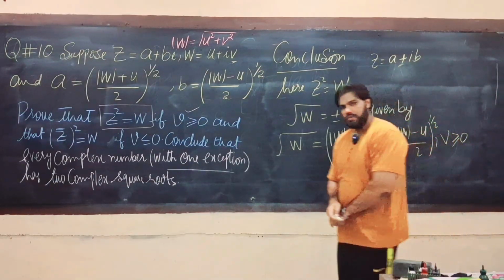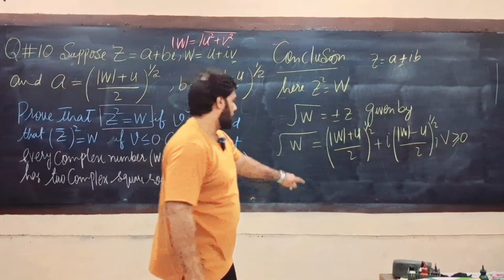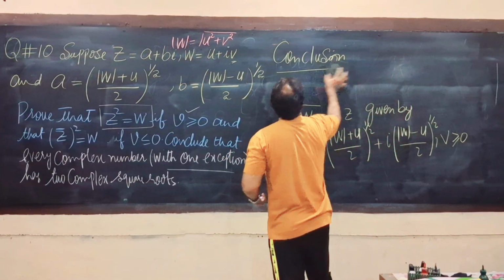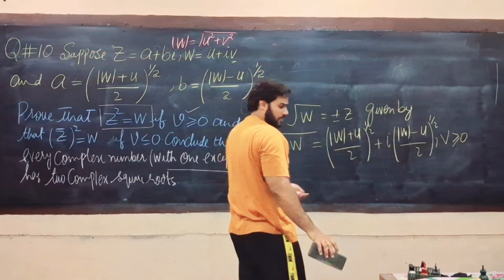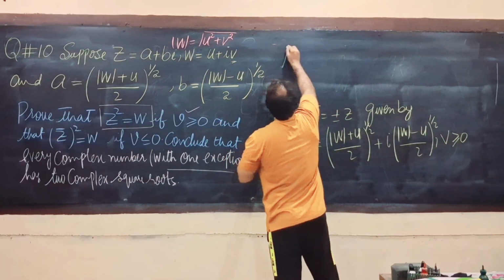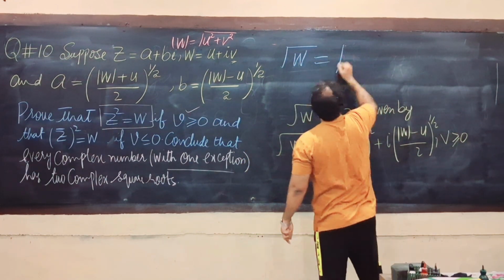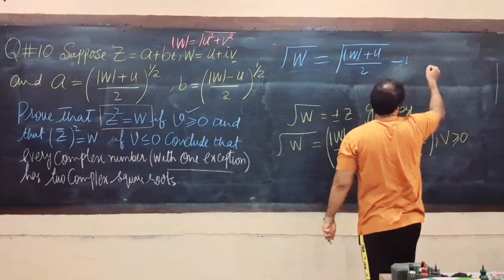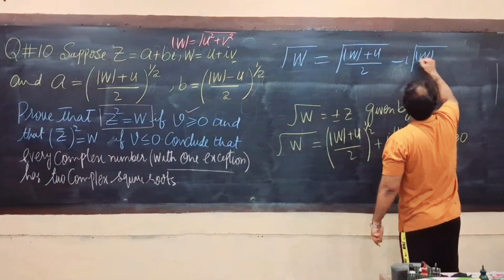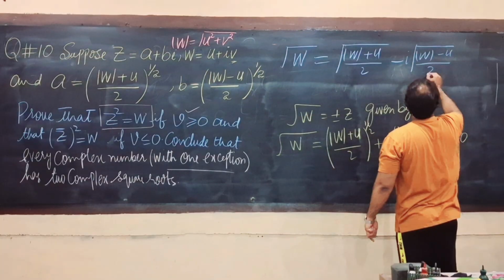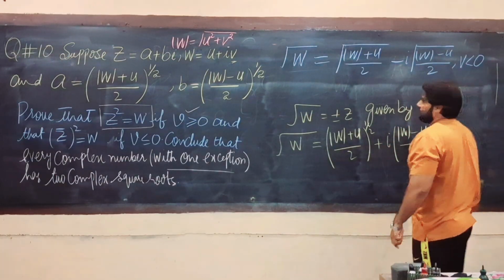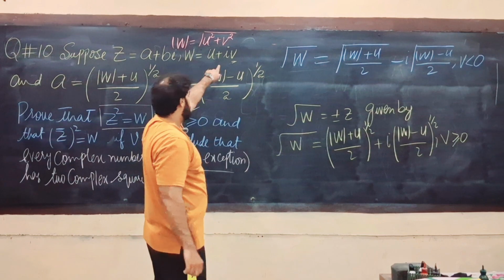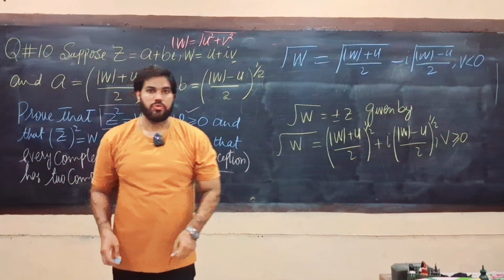If V is non-negative, then to find the square root of W you will use this formula. And in case the imaginary part of W, that is V, is negative, then you will write the square root of complex number W is simply given by square root of magnitude of W plus U over 2, minus iota square root of magnitude of W minus U over 2. This is possible if V is negative. So these are the two square roots of a complex number, and this depends on the imaginary part of the complex number W whose square root we want to find.